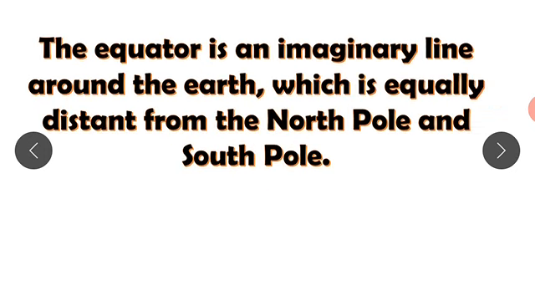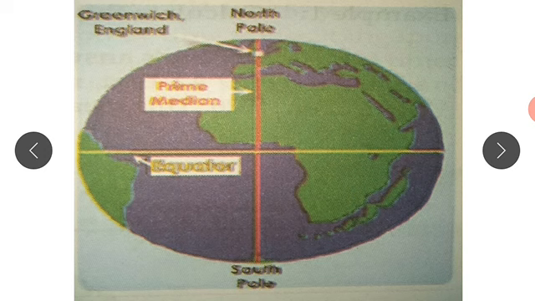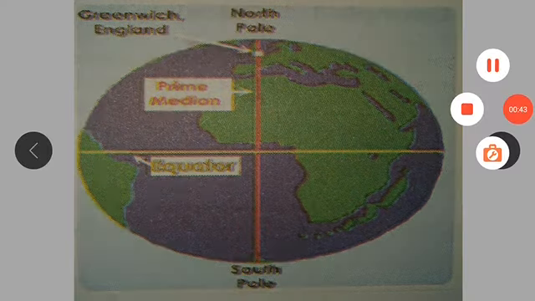So the equator is an imaginary line around the earth which is equally distant from the North Pole and South Pole. So this is the North Pole and this is the South Pole. This line is what we call the equator, and this line from North Pole to South Pole is the prime meridian.